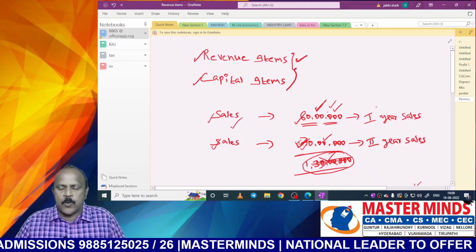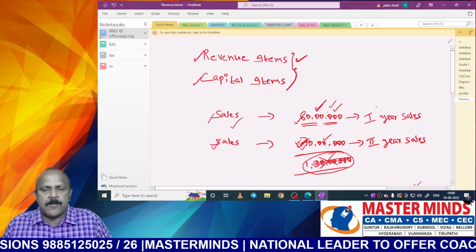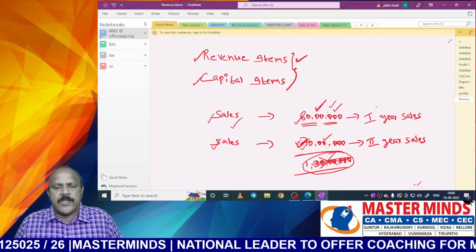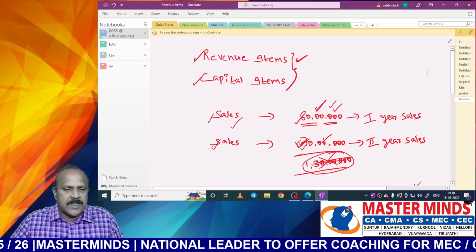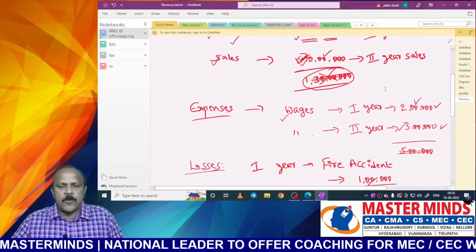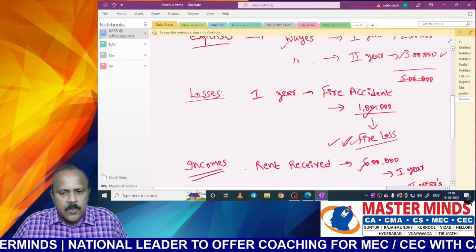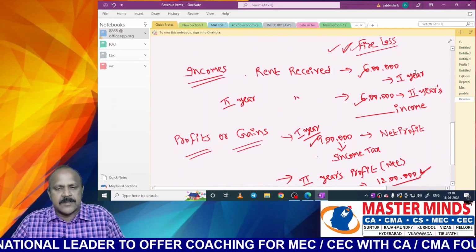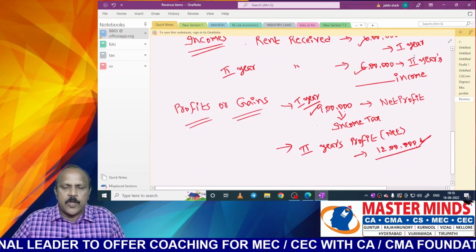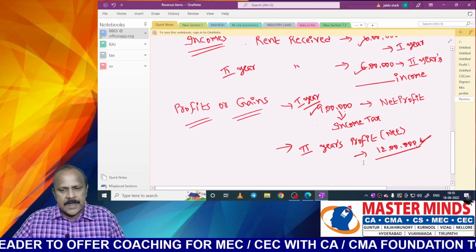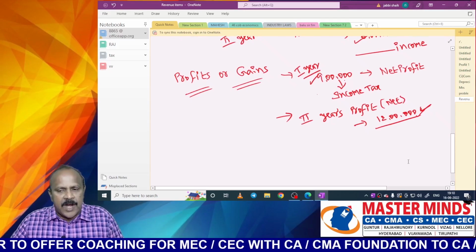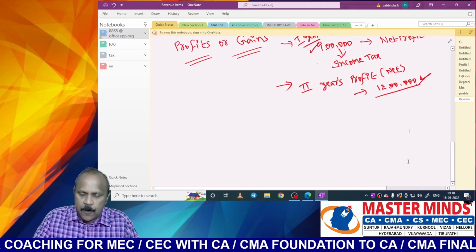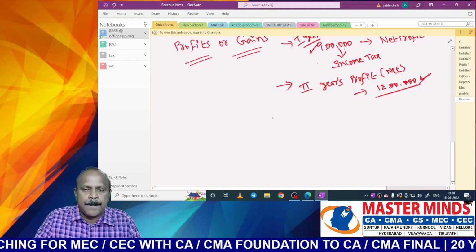As I have told you, when sales is a revenue item, purchases is also a revenue item. Both the returns are revenue items. As we have discussed, all expenses are revenue, all losses are revenue, all incomes are revenue, and profits or gains are called revenue items. Now, we are in a position to identify the revenue items. Now, let us classify them.